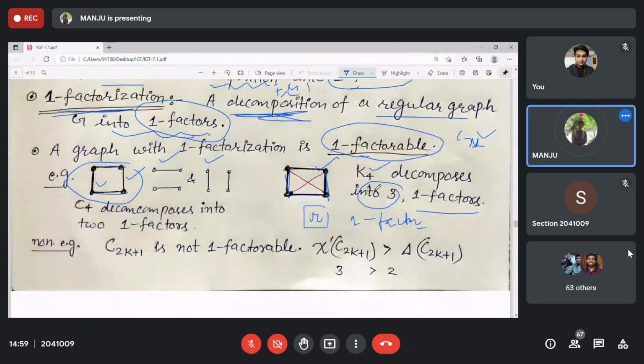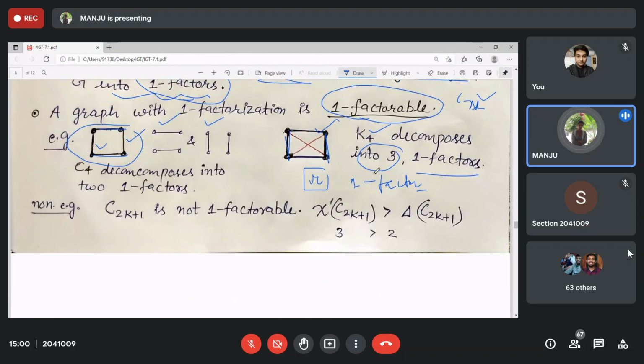Give me one example which is not one factorable. In cycles, you can just take C3, K3. Does there exist a one factor? No. Is the Petersen graph one factorable? No. Initially, there exists one factor, but after that, if you just take out all those five edges, then there is no further one factor.